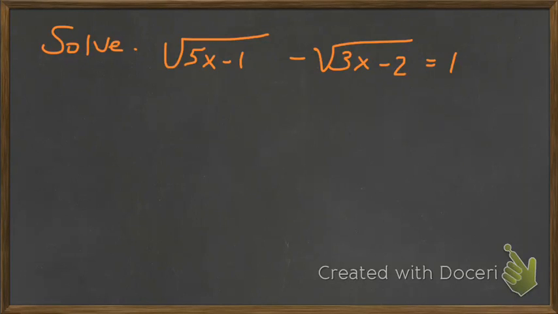It's time to solve a radical equation. Notice we've got double trouble. It'll be a lot of work. Let's begin by isolating one of those radicals. Move this radical to the other side using addition.